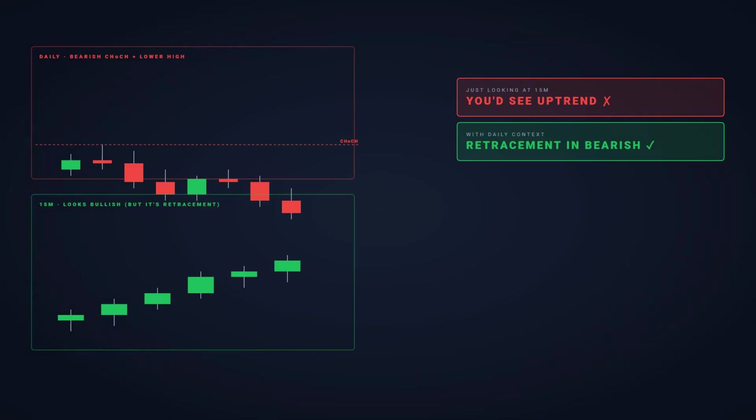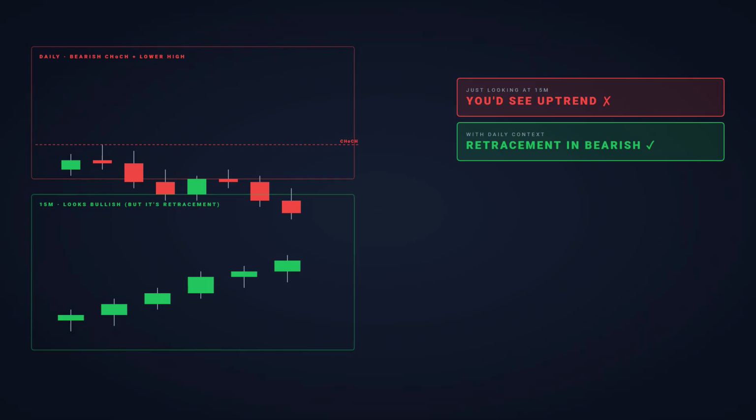That means every bullish move you see on the 15-minute chart is a retracement within the bearish bias. It is not a new uptrend. It does not override the daily structure. The 15-minute is showing you the internal mechanics of a pullback and nothing more. Pause here and study this structure before we move on.